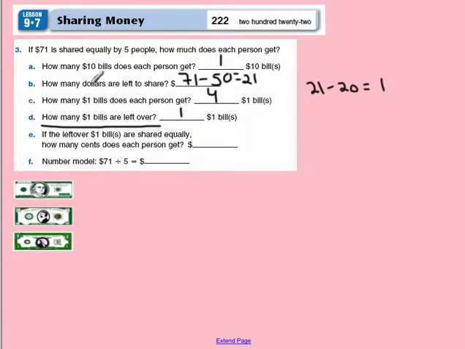Huh. So I want to share my money equally still, and I still have that $1 bill left over. So if I have that $1 bill, can I share it equally? And if so, how many cents will each person get? Well, I can think of $1 as being the same as 100 pennies or 100 cents, because I know I'm going to have to be sharing cents equally now.